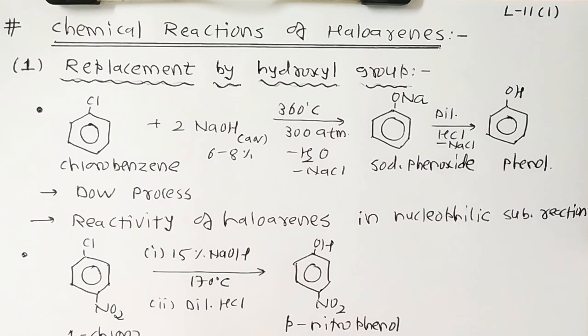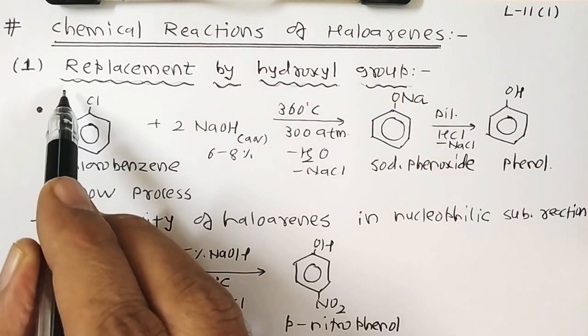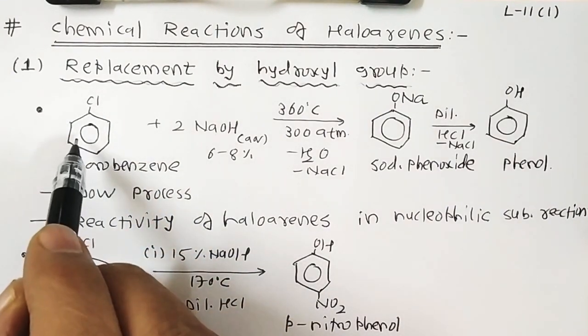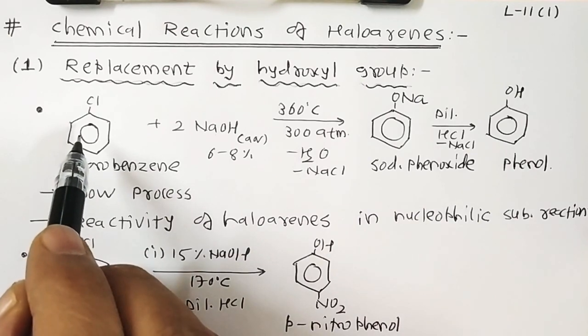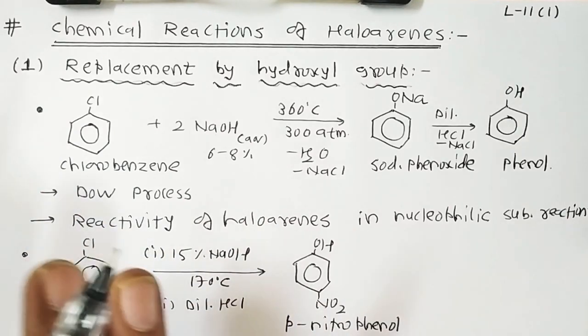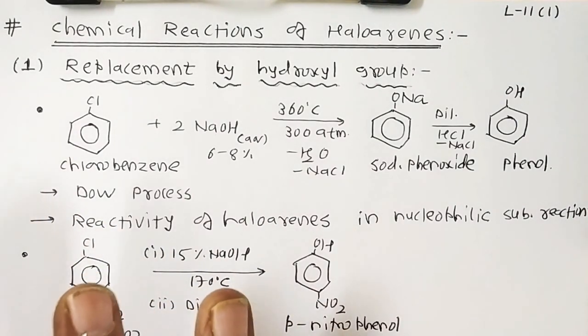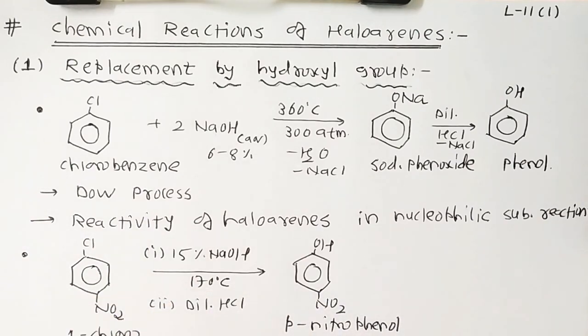So today we start the replacement of a hydroxyl group in the case of haloarenes. We know that due to low reactivity, nucleophilic substitution reactions in any aryl halide, either chlorobenzene, bromobenzene or iodobenzene, occur under drastic conditions. Here drastic conditions means high temperature and high pressure are required.